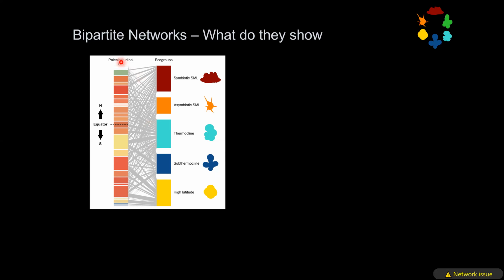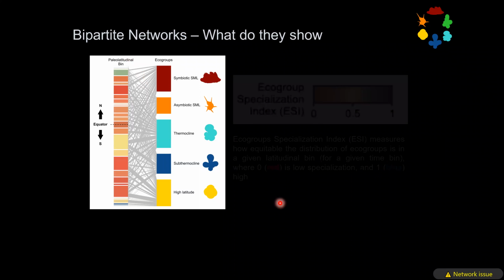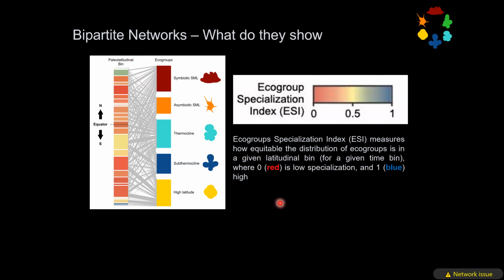On the left here, we have our paleolatitudinal bins, each of 5 degrees, and I've put in the equator here to give us a little more information of where we are. We have different colors here ranging from red to blue. It's an index that we've based on previous indices within these studies, and these colors will also be consistent throughout the rest of the figures, where we have either the ecogroup specialization index or the morphogroup specialization index.